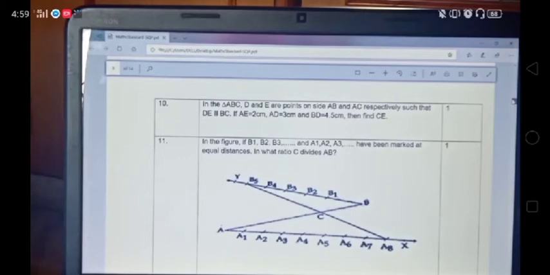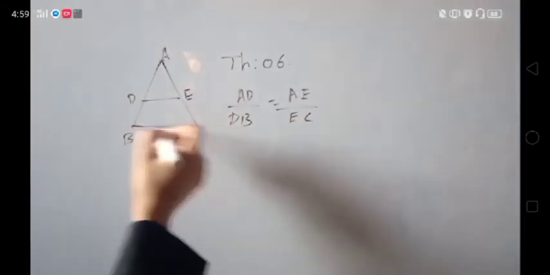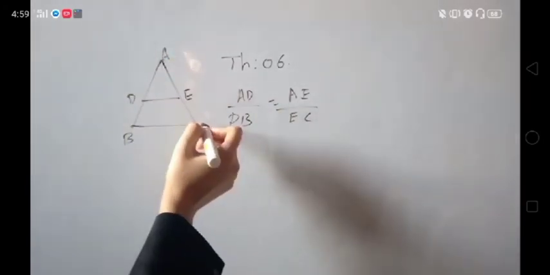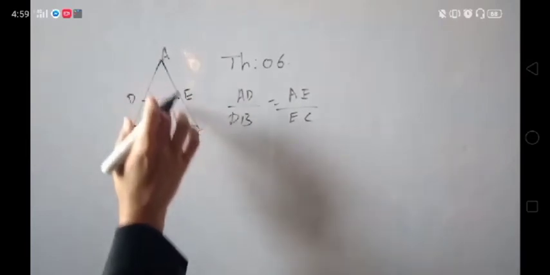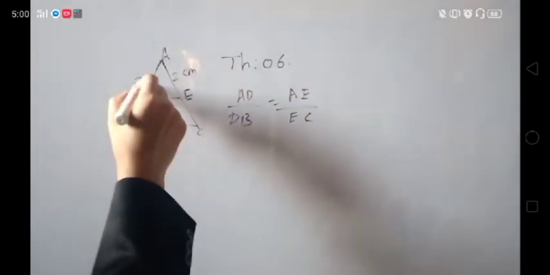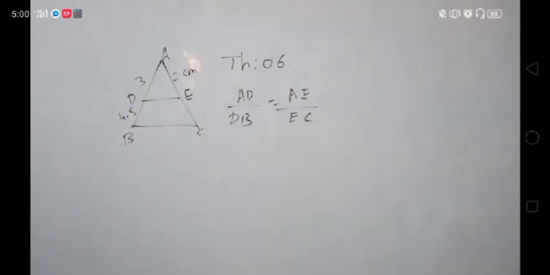In triangle ABC, D and E are points on sides AB and AC respectively, such that DE is parallel to BC. If AE is 2 cm, AD is 3 cm, BD is 4.5 cm, then find EC. So here ABC is a triangle, D and E are points on AB and AC such that DE is parallel to BC. AE is given as 2 cm, AD is 3 cm, DB is 4.5 cm. We have to find EC.